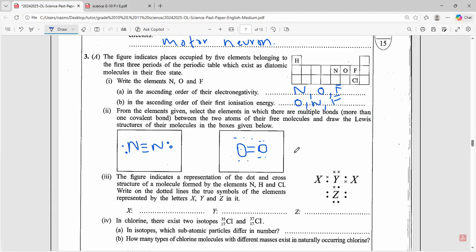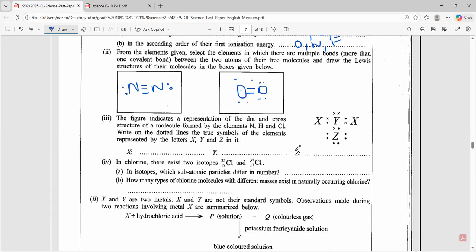The figure indicates a representation of the dot and cross structure of a molecule formed by the elements N, H, and Cl. So what is X? It's hydrogen. It has only 1 bond, no? Y is nitrogen. Z is chlorine because it has 3 lone pairs. Can you see?